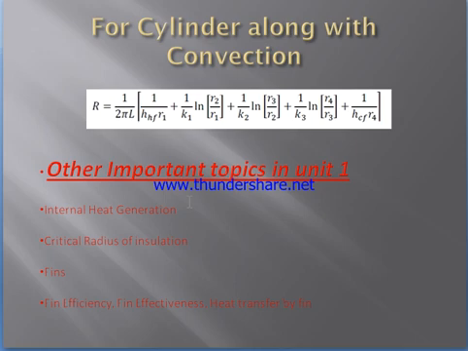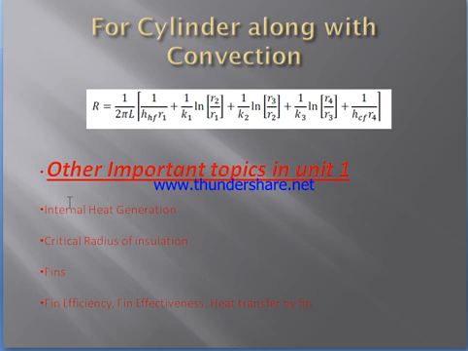If the convection coefficient is added, then we have to include the convective heat transfer coefficient terms along with the conduction formulas. The first one is 1 by h R1, and the last one is 1 by h R4. These are the convective heat transfer coefficient terms, which have to be added with the conduction formulas. These are the conduction formulas.